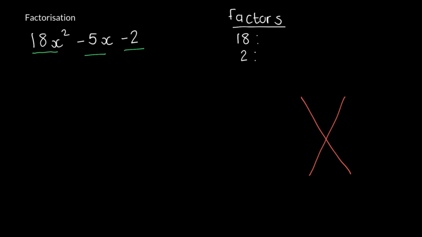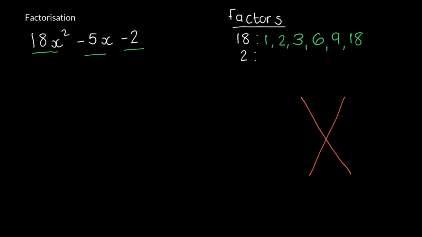So the first thing we can do in this case is look for all the factors of 18. We're going to get 1, 2, 3, 6, 9, and 18. Now, these factors can either be positive or negative. So we're going to look at both of them in turn, depending on which one it is we're using.